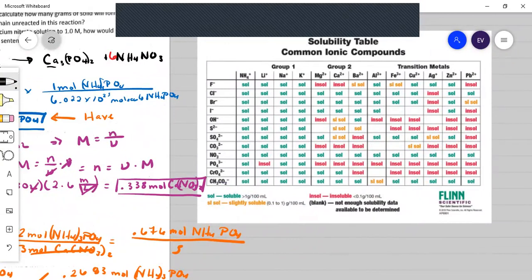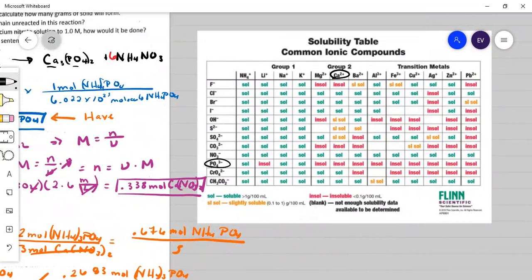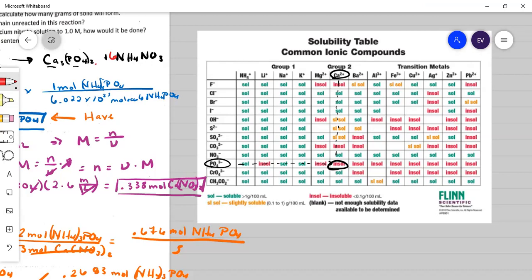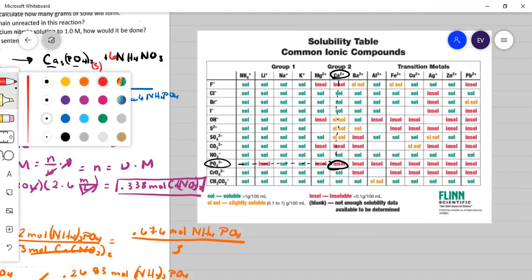So the first one is calcium phosphate. First thing I have to do is find calcium. So there's calcium right there. There's phosphate right here. And if I go all the way across and come all the way down, this tells me that calcium phosphate is insoluble. So in this reaction, this is going to be my solid. So then you put an S there, right? But you have to check both.